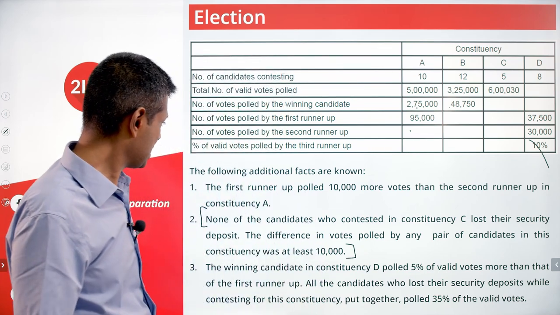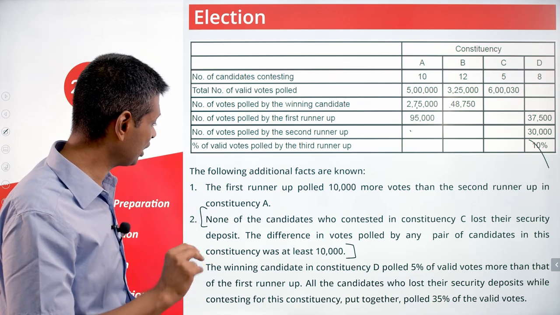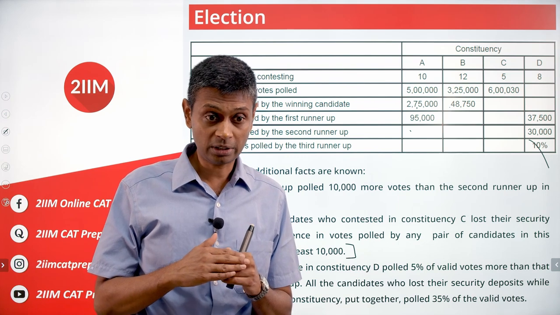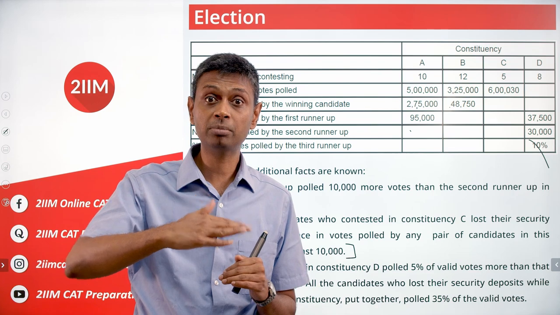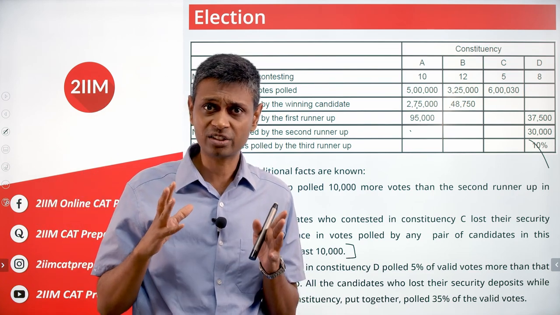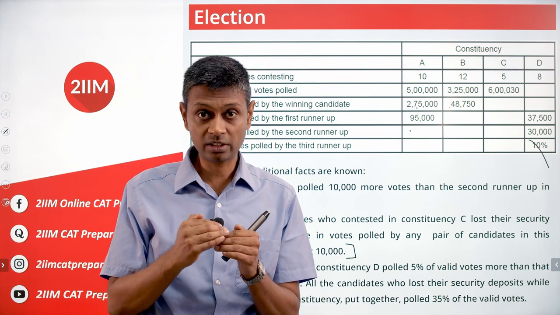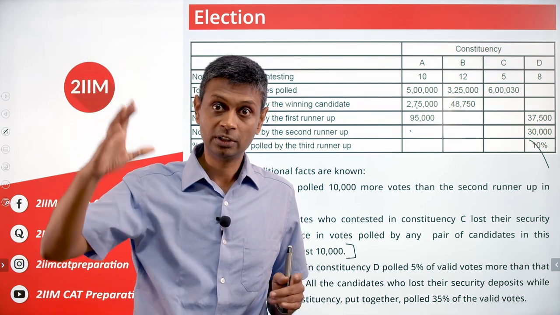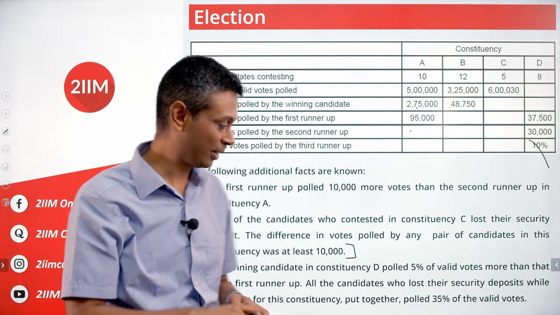The difference in votes polled by any pair of candidates is at least 10,000. So we know what the minimum candidate has got. That plus 10,000 is the minimum the candidate above has got, and that plus 10,000 is the minimum the one above has got, and so on. So it's a tightly contested election, but spaced apart. It's not like they're getting x plus 1, x plus 2, x plus 3, and then x plus 75,000. They're almost equally spaced, so there could be something in the numbers there. Let's dig deeper into that.